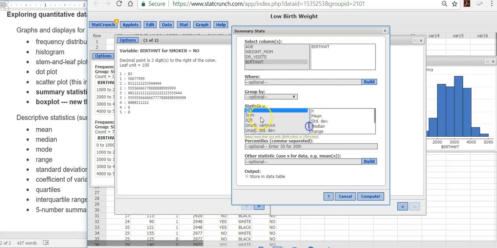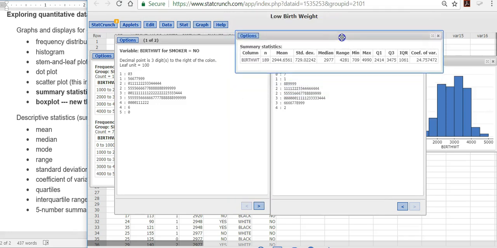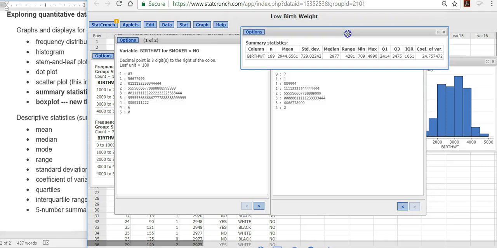And another thing I want is the IQR. And I also want the coefficient of variation. So those are the things I specifically want to see out of this. So those are my statistics for the entire group of babies.